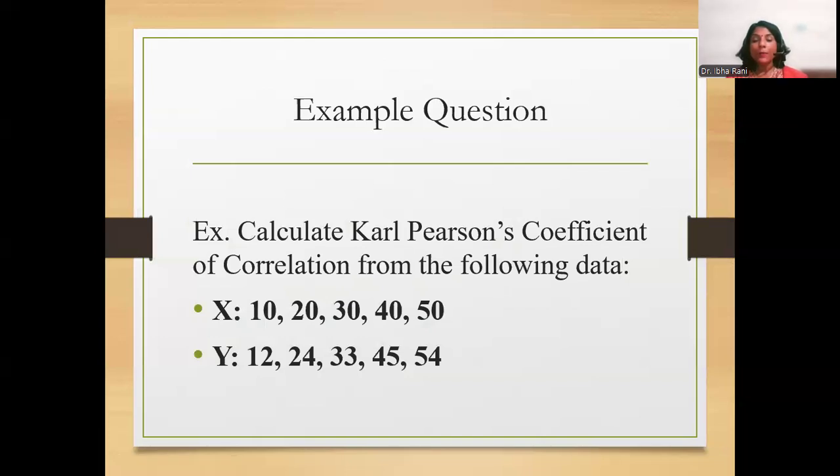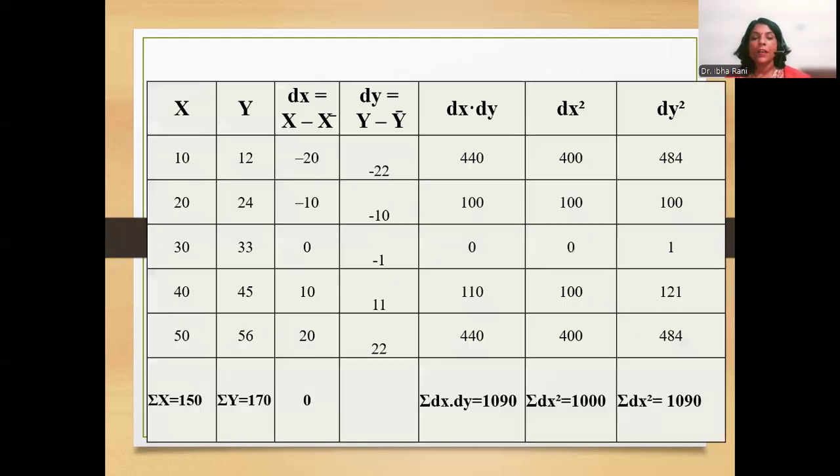So now I will make you understand with one example. For example, some values they have given in the question. Calculate the Karl-Pearson's coefficient of correlation from the following data. They have given the x variable and y variable, some values. Now, in the same way, we will prepare one table. Once you prepare the table, it's very easy.